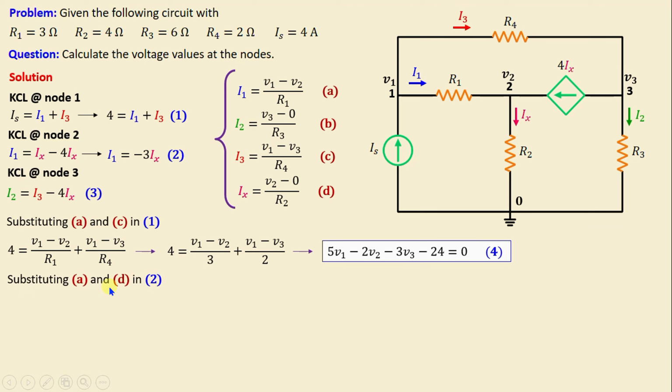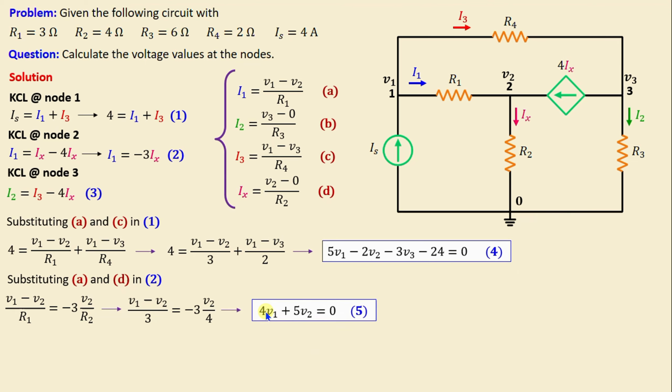Now, by substituting A and D in 2, we obtain V1 minus V2 over R1 is equal to negative 3V2 over R2. And if we replace the resistors with their numerical values, we obtain this equation. And if we continue simplifying this equation, we obtain finally 4V1 plus 5V2 is equal to 0.